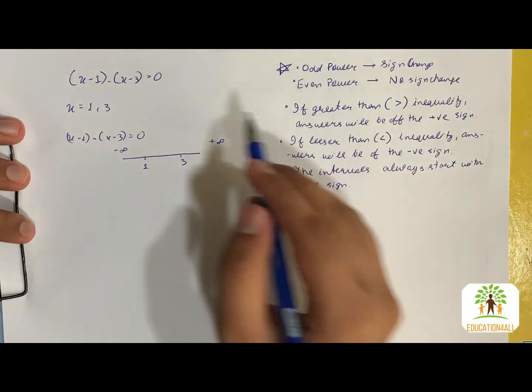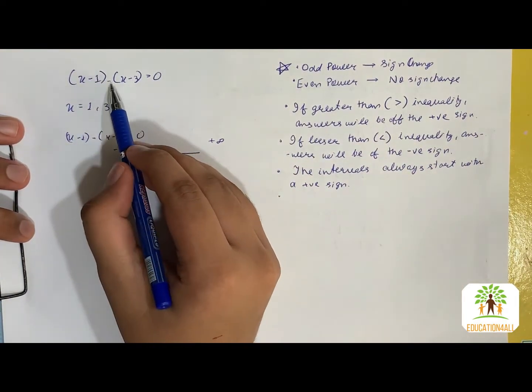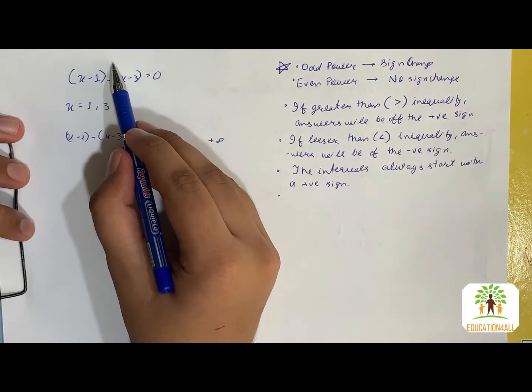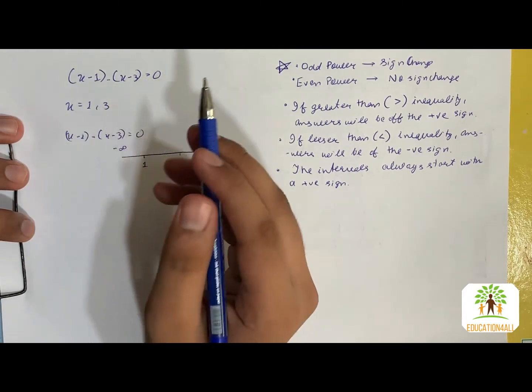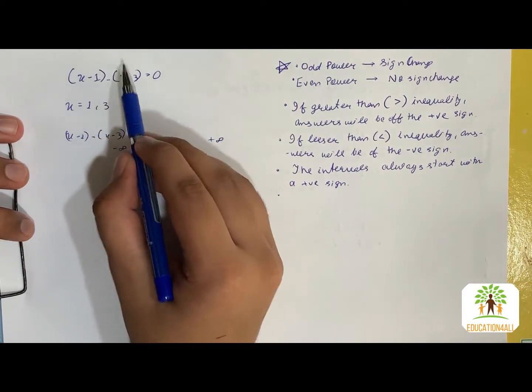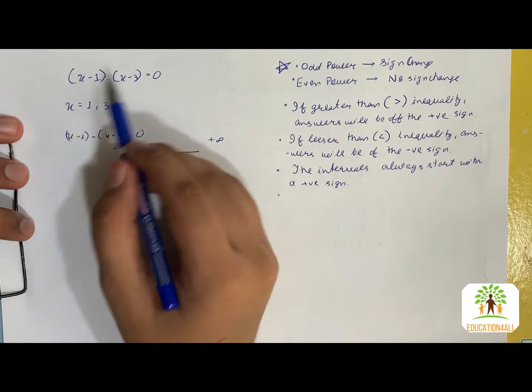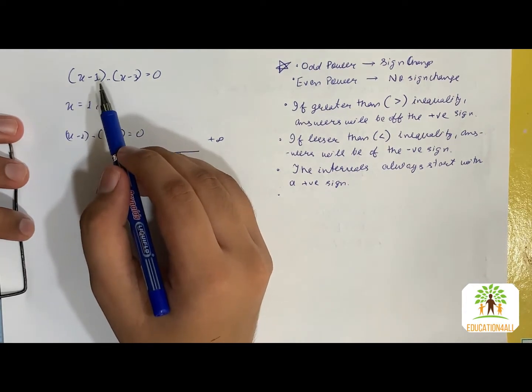For example, if you have a power of (x minus 1) cube times (x minus 3), then the sign will change at the x equal to 1 critical point. Or if we had an even power, for example, (x minus 1) square times (x minus 3), then the sign will not change at the x equals 1 critical point.